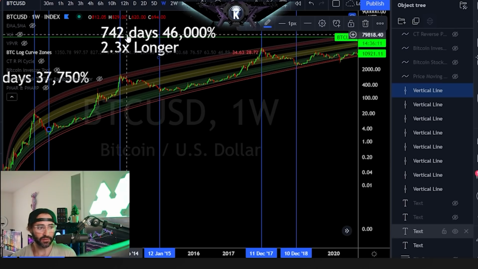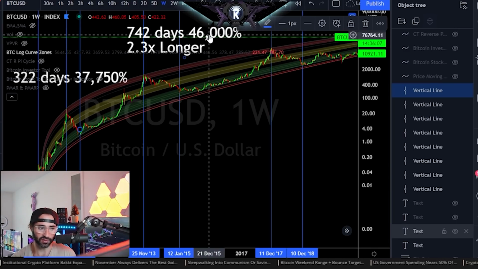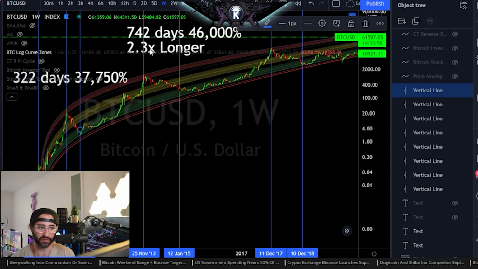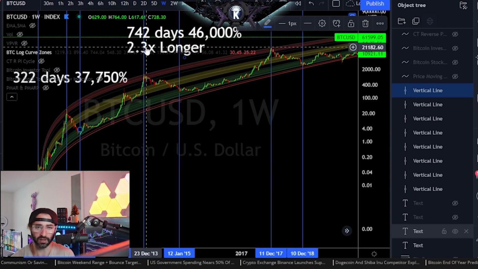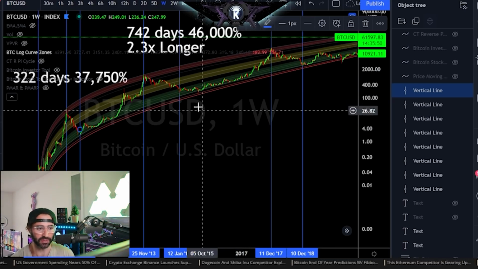This one is 742 days long and 46,000% gained. About, I did round this to be fair. And as you can see, 742 versus 322 is about 2.3 times longer. So a little bit more than double, essentially.